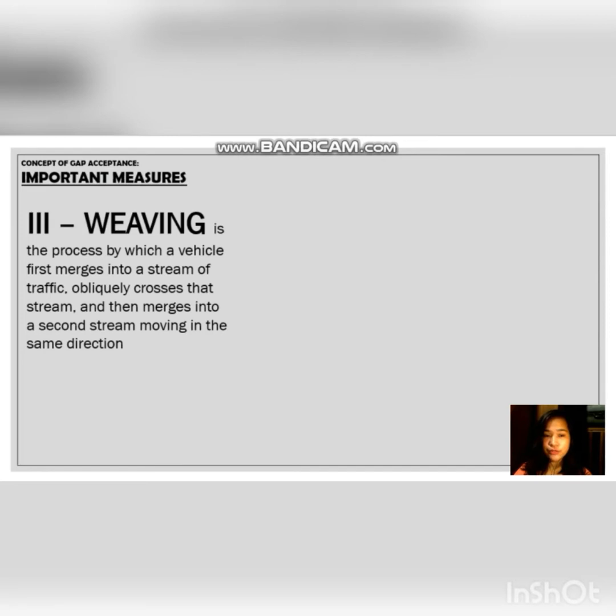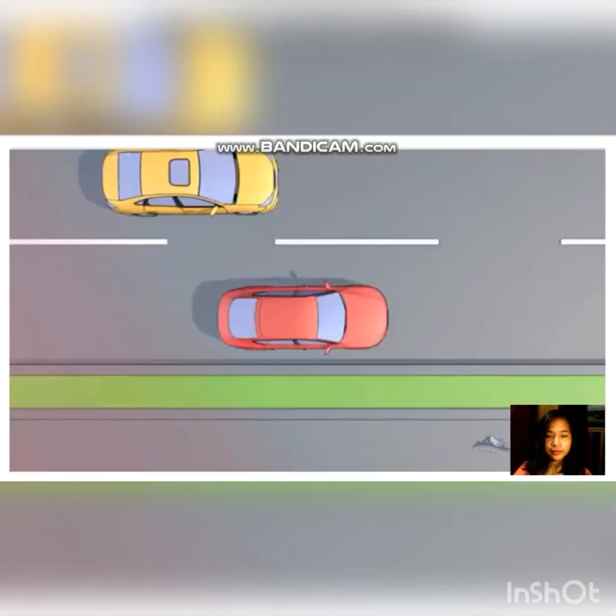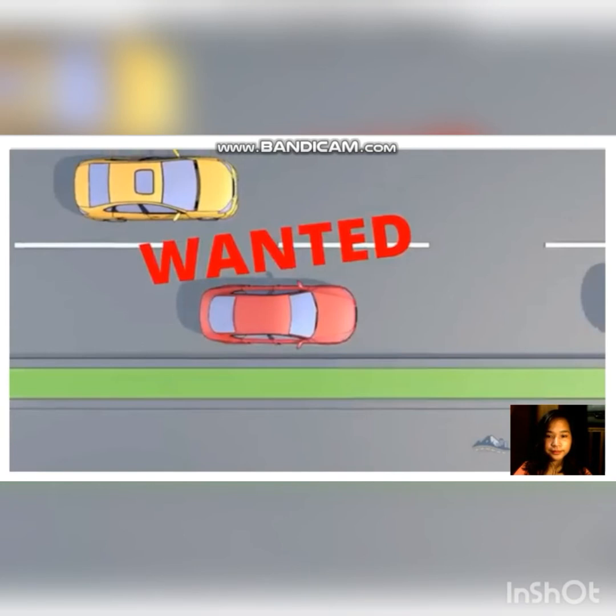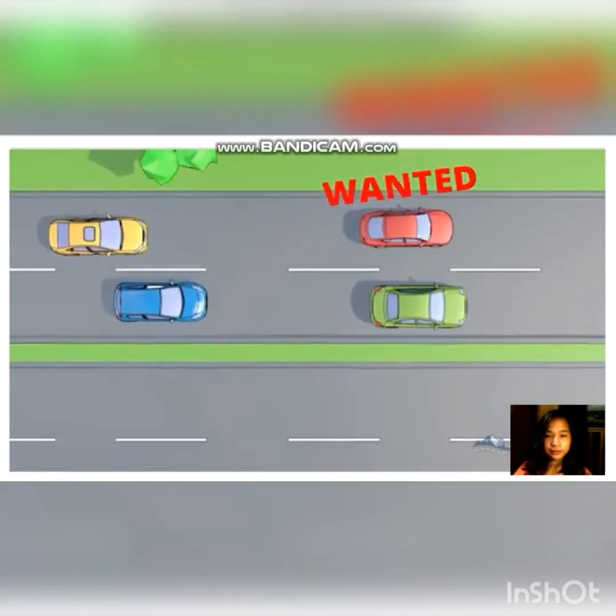Next, we have weaving. It is a process by which a vehicle first merges into a stream of traffic, obliquely crosses that stream, and then merges into a second stream moving in the same direction.